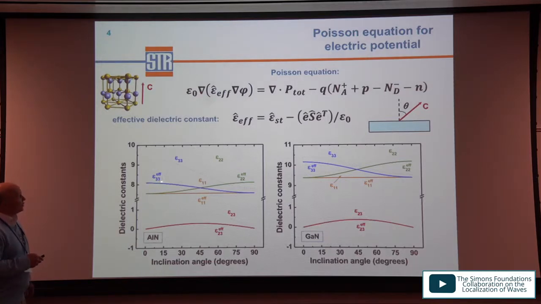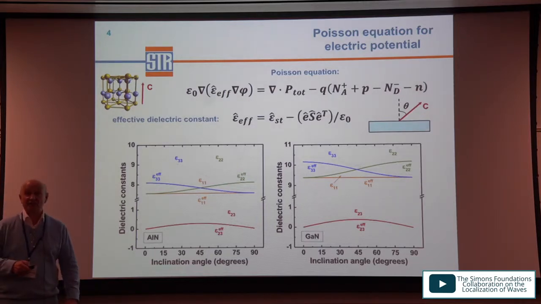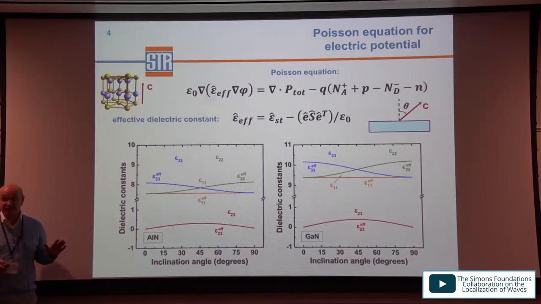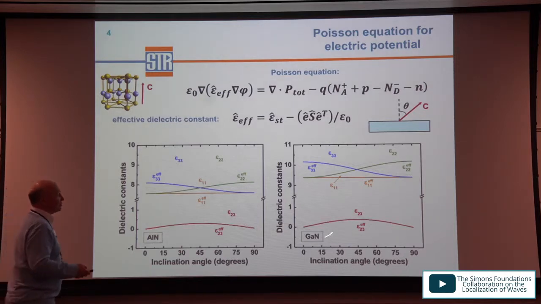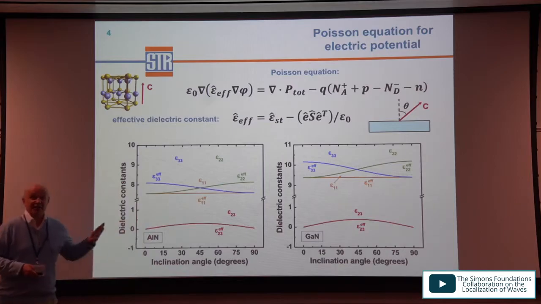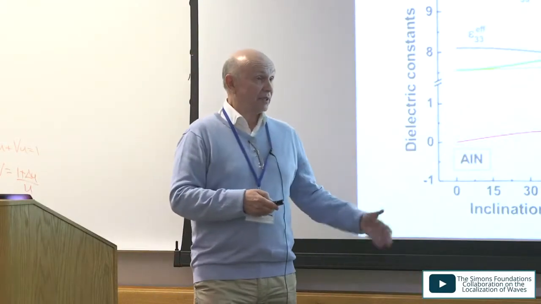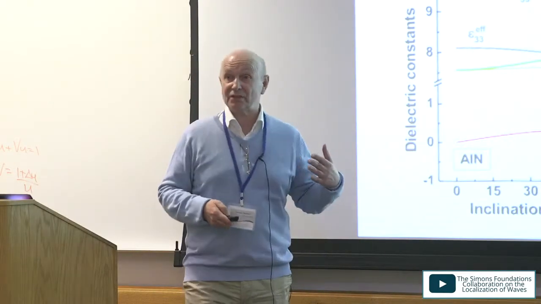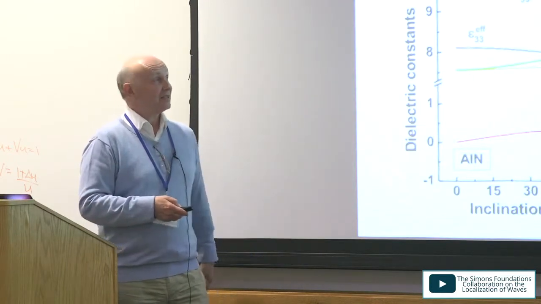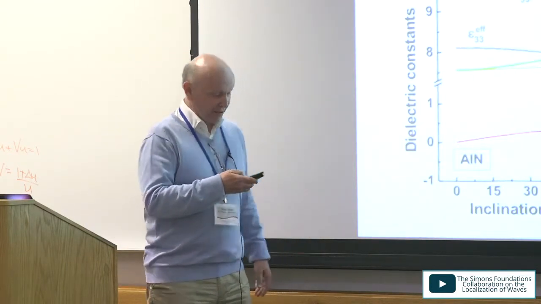And also, if we calculate the effective dielectric constant, the difference between the static dielectric constant and effective dielectric constant is approximately 15%. So it is also a large value and should be taken into account. In the case of gallium nitride, this situation is less anisotropic, but nevertheless we should keep in mind this reverse piezoelectric effect.